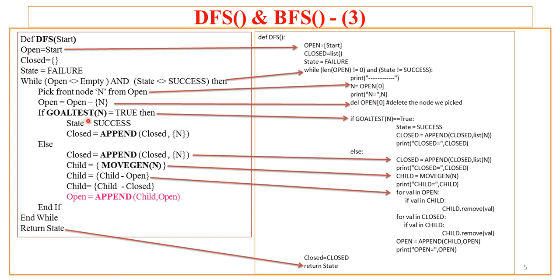Now the goal test function is called. If the goal test function returns true, then the if part is executed. If the current node is not the goal node, then goal test returns false and it gets into the else part. So that is achieved by calling the goal test function. If it returns true, that means the goal has been reached, so your state is updated to success.